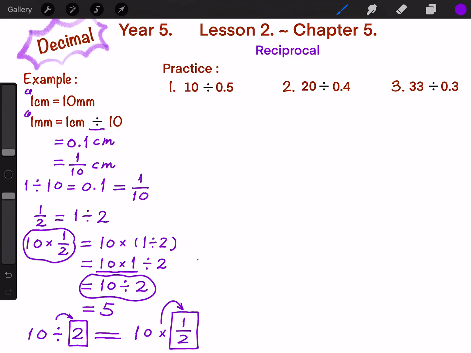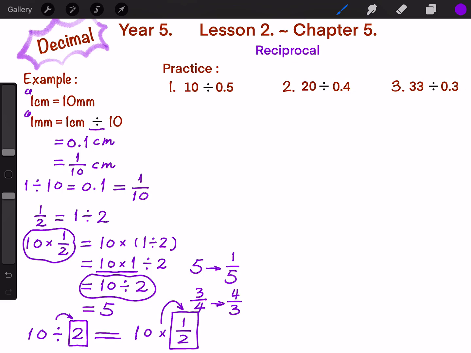So, what's the reciprocal of number 5? Right. 1/5 is the reciprocal of number 5. How about 3/4? What's the reciprocal of 3/4? Right. 4/3 is the reciprocal of 3/4. Now we understand what is reciprocal. Let's continue to finish our practice.